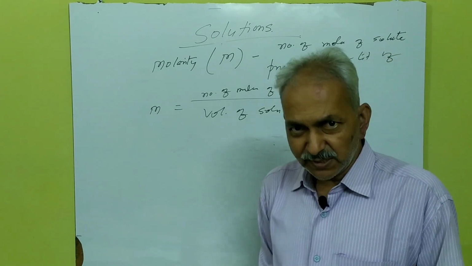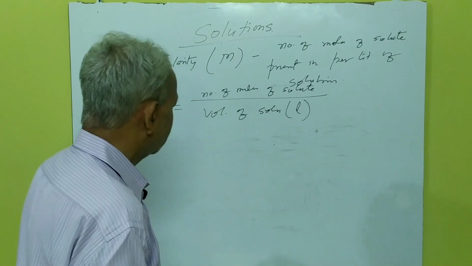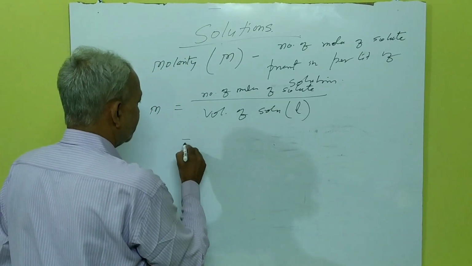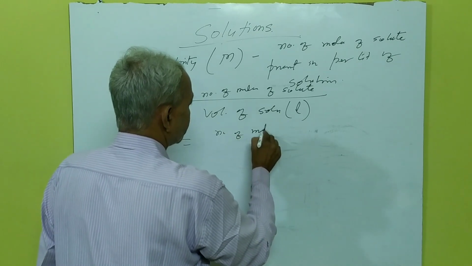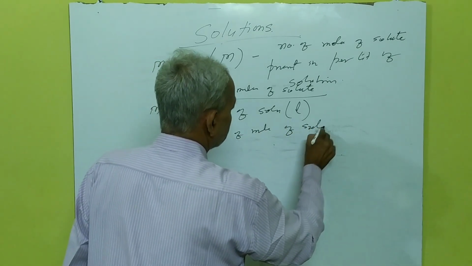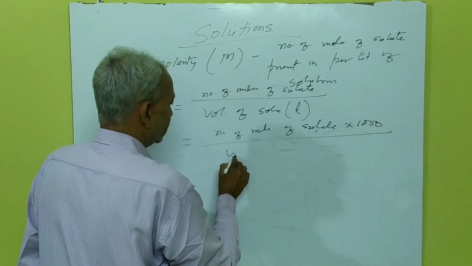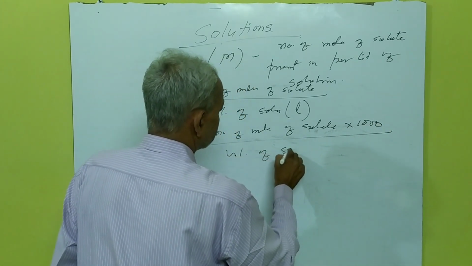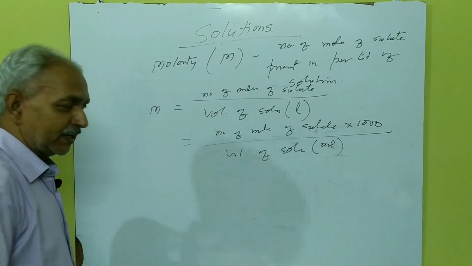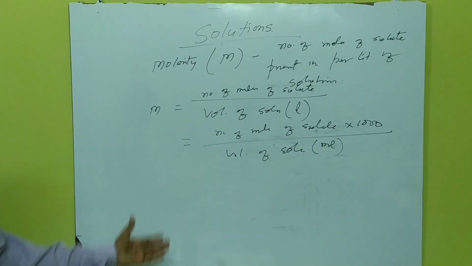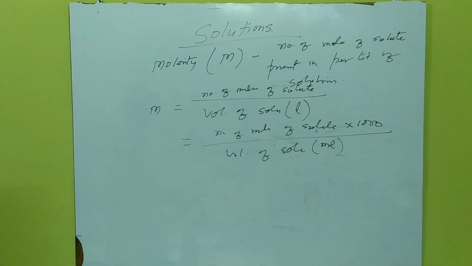So if the volume is expressed in terms of milliliter, then molarity is equal to number of moles of solute into 1000 divided by volume of solution in milliliter. So that is another term. अगर मिलीलीटर में होगा तो हमको 1000 से इंटू करके वॉल्यूम ऑफ सॉल्यूशन को मिलीलीटर से डिवाइड कर देना, right?